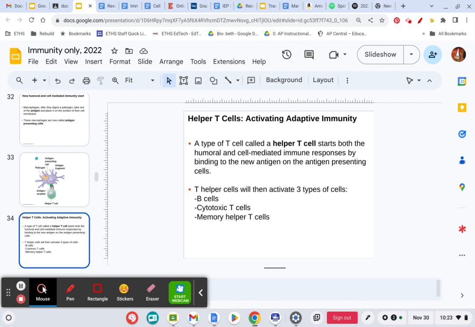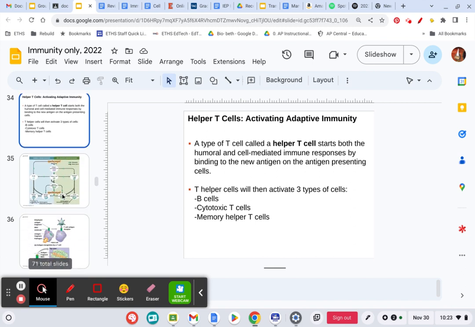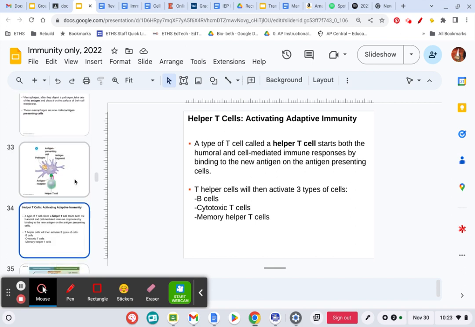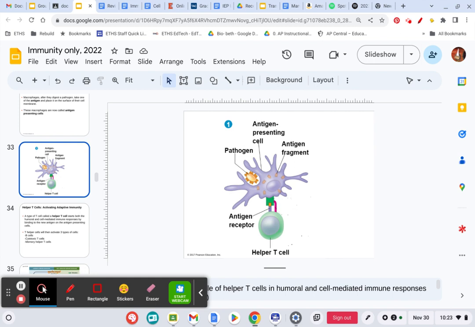Okay, so the helper T cell is the one that's going to start the whole ball rolling, because now it's looking at this antigen presenting cell and saying, oh, we have an issue here. There's something foreign that we need to find, and in order to find it and destroy it, we have to make some soldiers that are going to be able to attack it, and we've got to be able to recognize it and all that good kind of stuff.